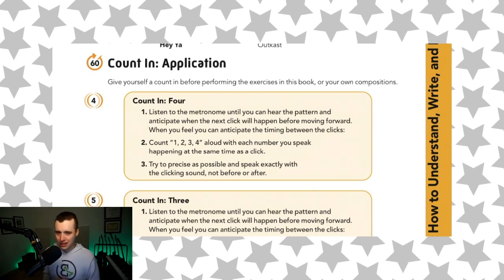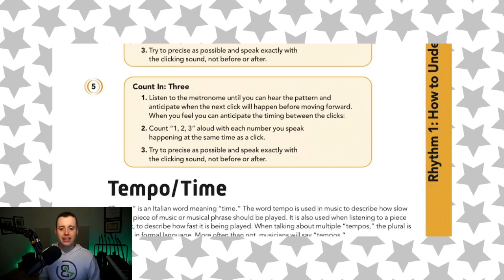Just like in the last lesson, we wanted to clap exactly with the click. Here's a count-in for 4 one more time. 1, 2, 3, 4. To count into 3, we're going to follow the same process. We're going to listen to the metronome until we can anticipate when the next click is going to happen. So listen.